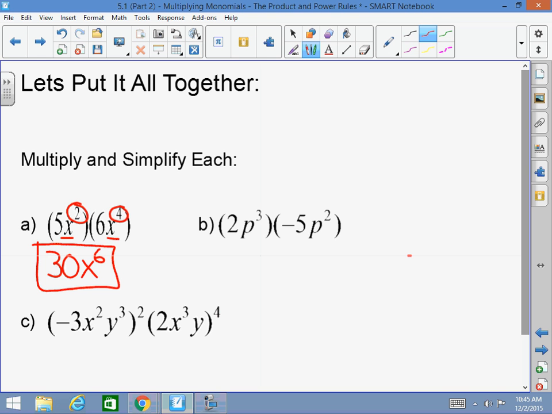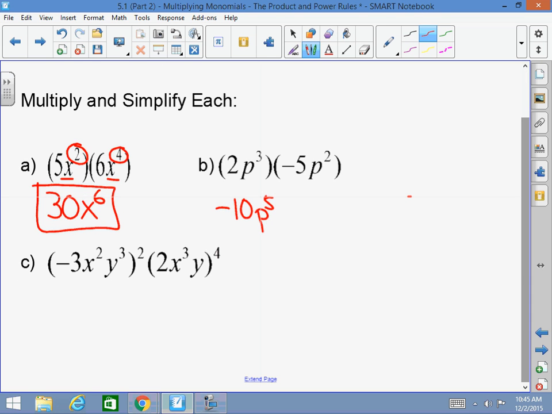How about for B, my brothers? What would this be? It would be negative 10. Very good. P to the fifth. Very good. Next.